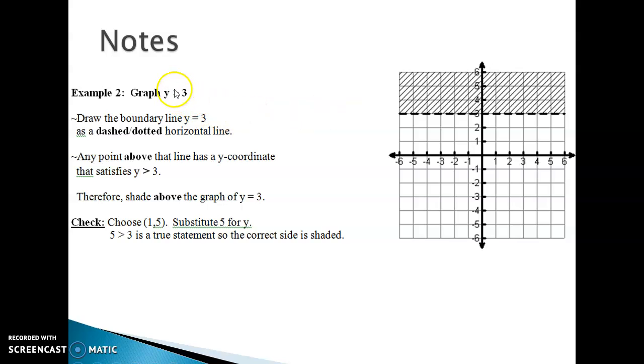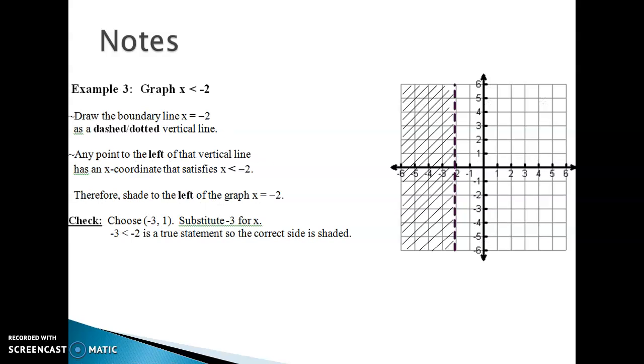So now, any y equals a number is a horizontal line. So we have a horizontal line at the point y equals 3. Because no matter what x value I tell you, y has to equal 3. So I can tell you that the x value is 0, but y has to equal 3. It tells us that right here. I can tell you that the x value is 6, y has to equal 3. So you get a horizontal line right here at y equals 3. And again, it's dashed because it's not equals to, and it's shaded above because it is greater than.